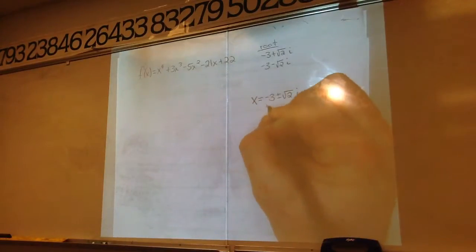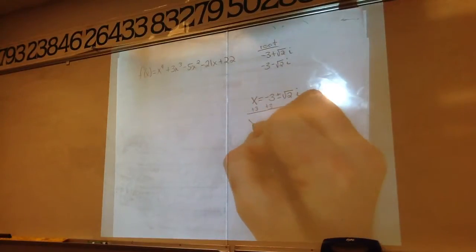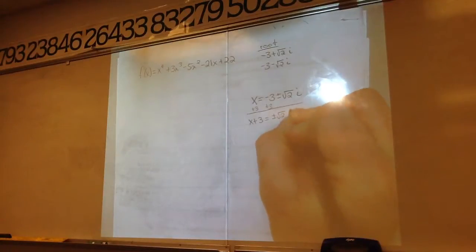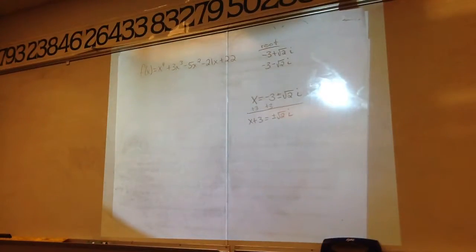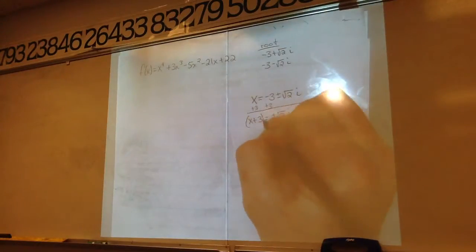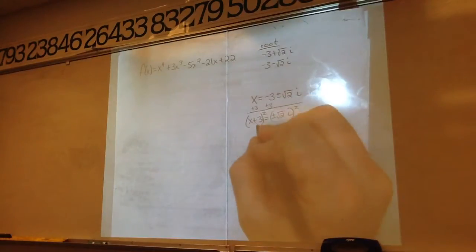So x plus 3 equals positive or negative radical 2i. Now square both sides. Yes, it makes your life a lot easier. x squared plus 6x plus 9 equals the square of plus or minus the square root of 2i.